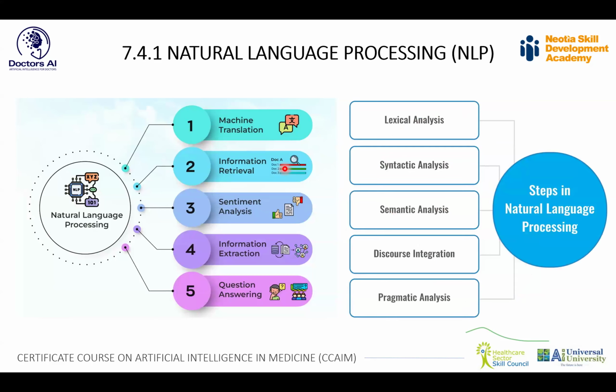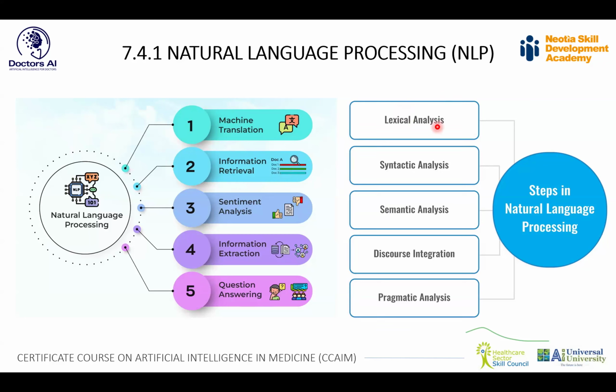NLP is the most important segment of AI because with the help of NLP, we are able to use AI freely at our fingertips, or in our hands, as I said. There are various steps, and there is a whole module where I will tell you about the whole details of how natural language processing works, but let's get familiar with the names a little bit.